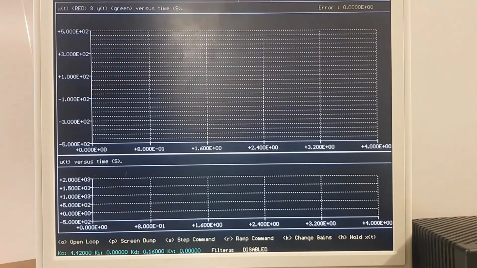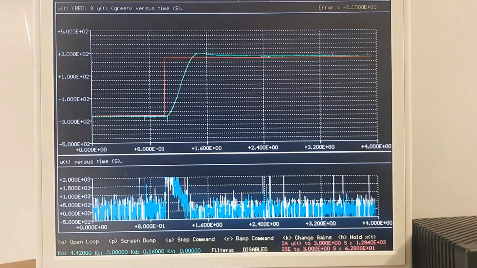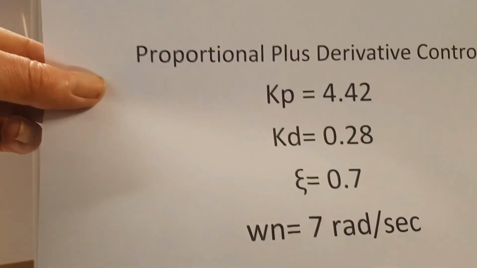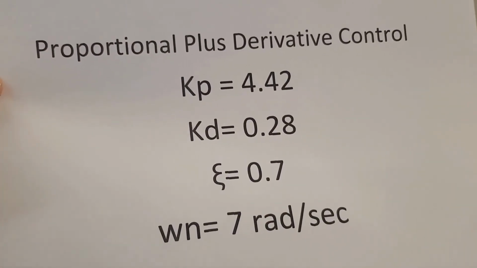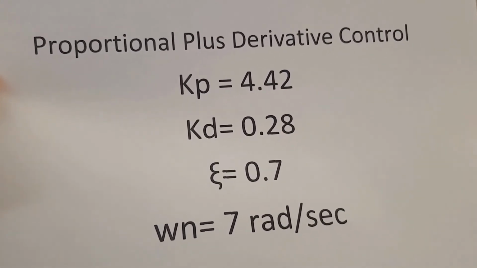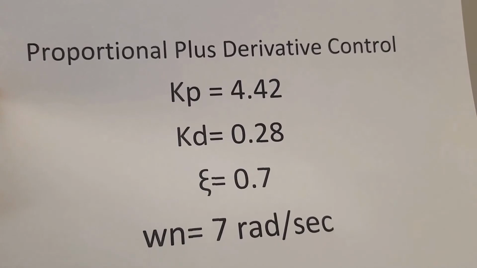So the next one we're going to do, let's look at that again. Okay, so the next one we're going to do now is this one. It's the proportional plus derivative control. This time Kp is the same. Damping going up now to 0.7. So Kd's gone up to 0.28. Omega n is still 7 radians per second.